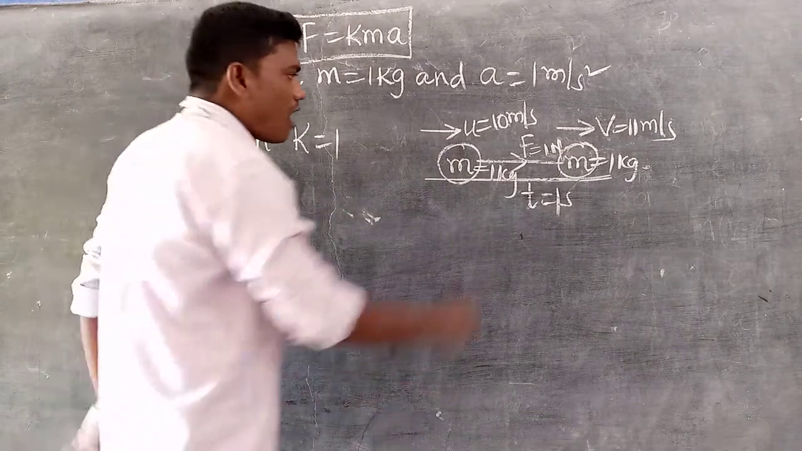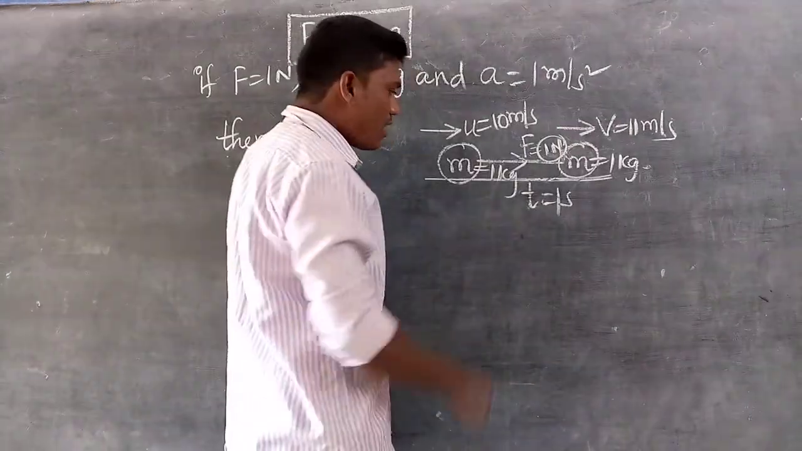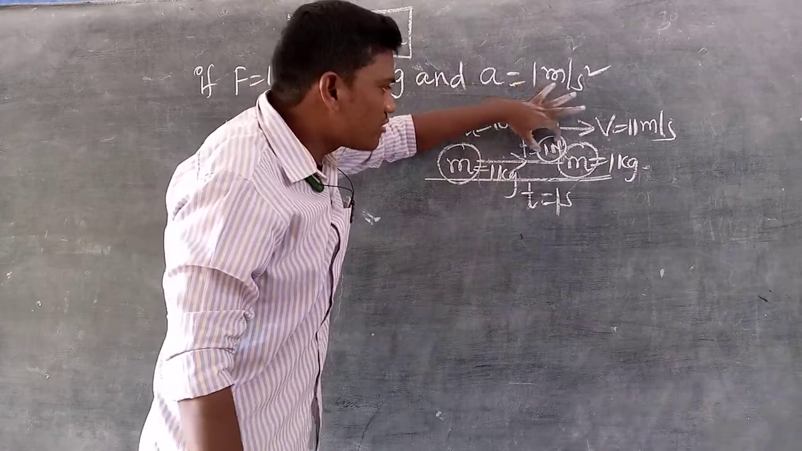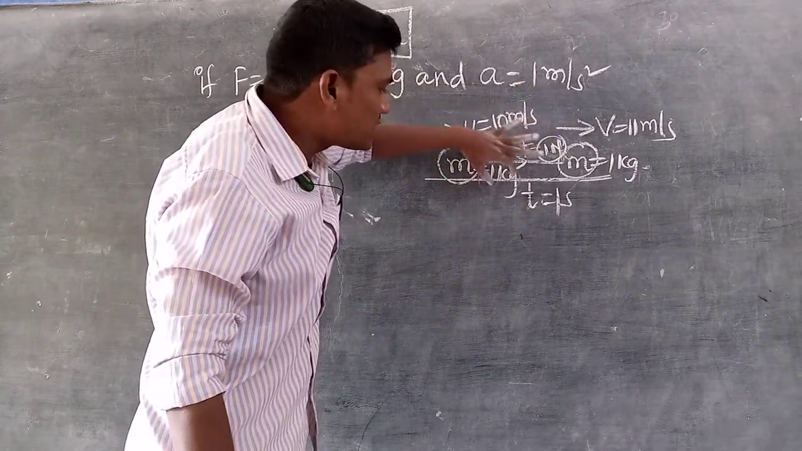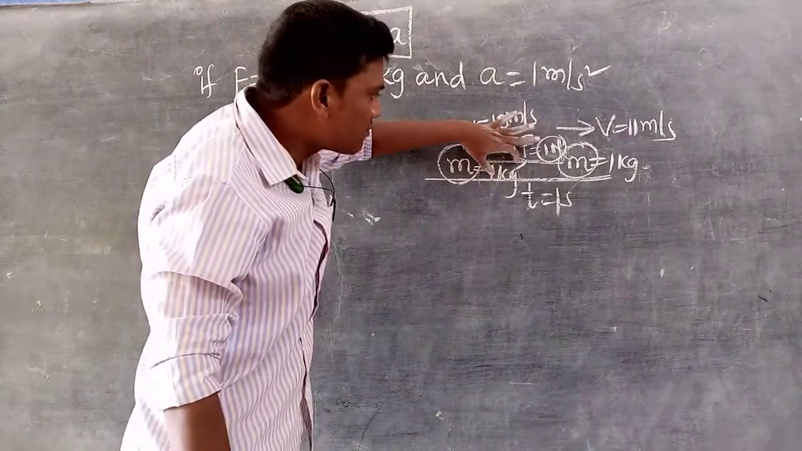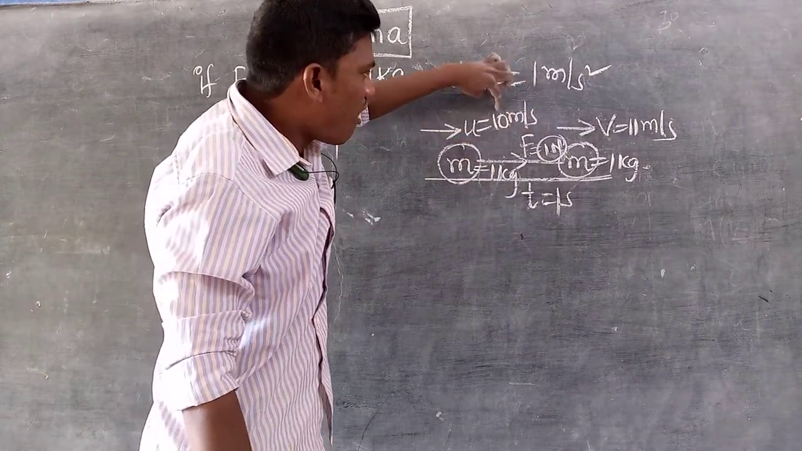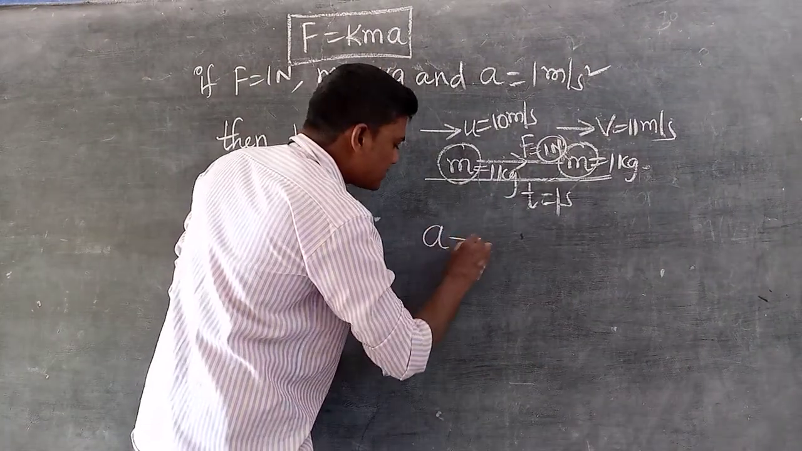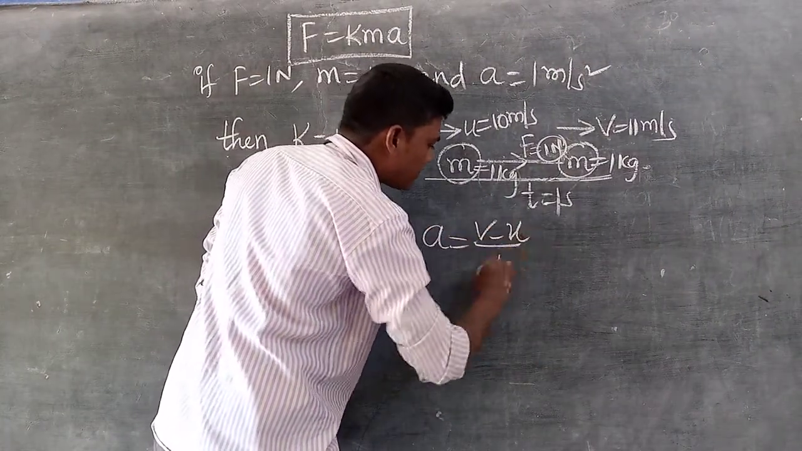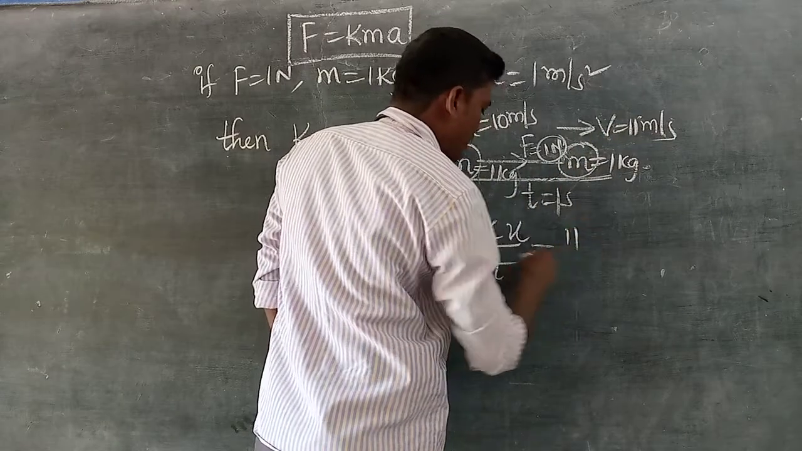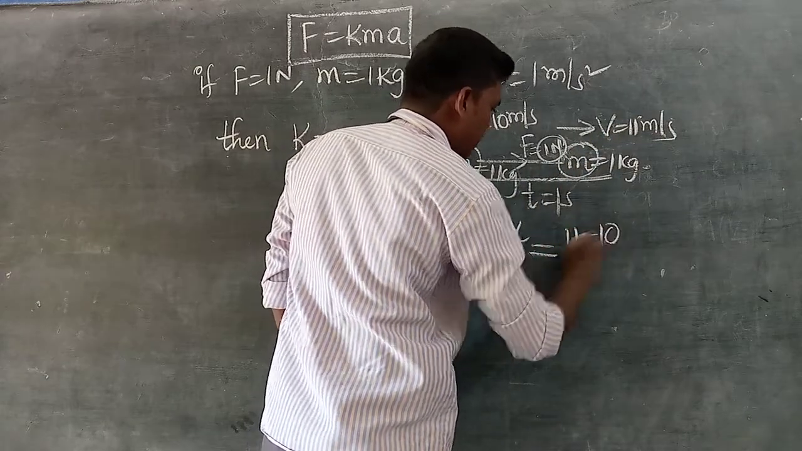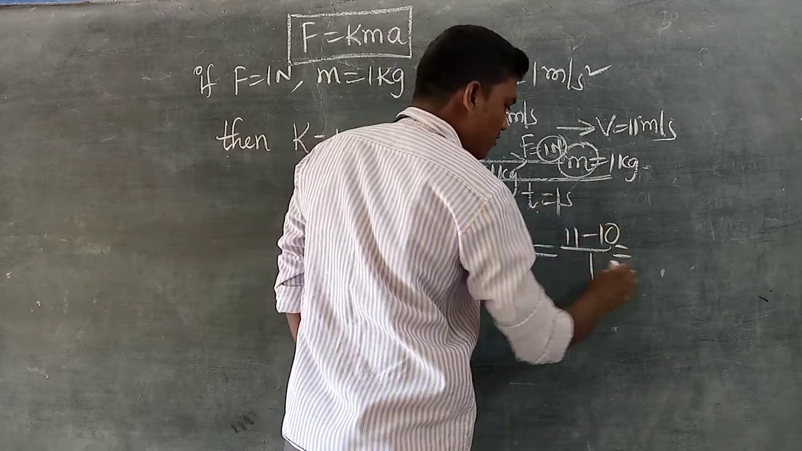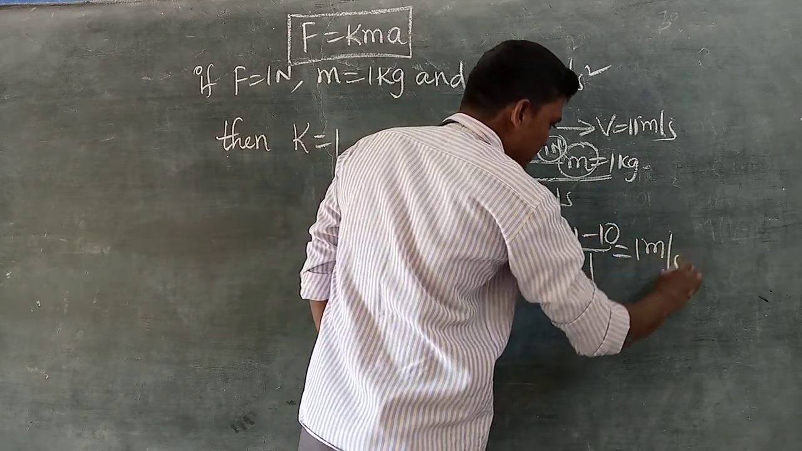Here, how much force is acting? 1 Newton. On which body? On a body of mass 1 kg. At that time, how much acceleration is produced in that body? Acceleration is a equals (v minus u) upon t. What is the v value? 11. What is the u value? 10. What is the t value? 1. That's why 11 minus 10 upon 1 means 1 meter per second square.